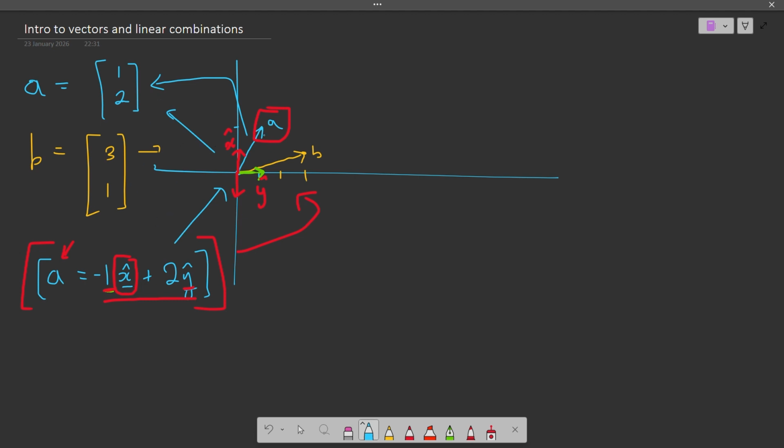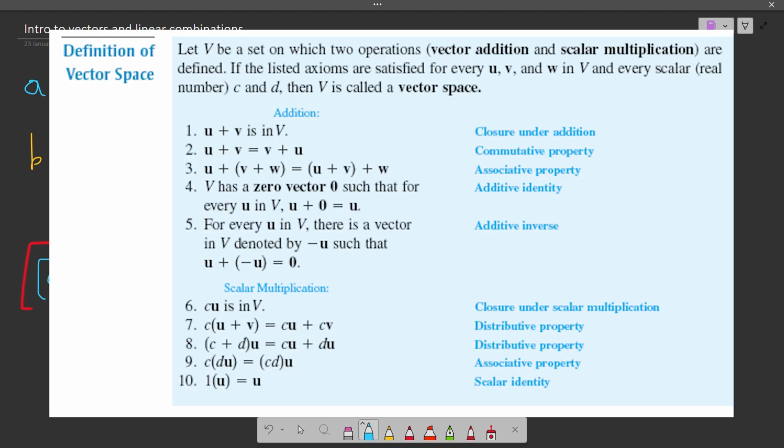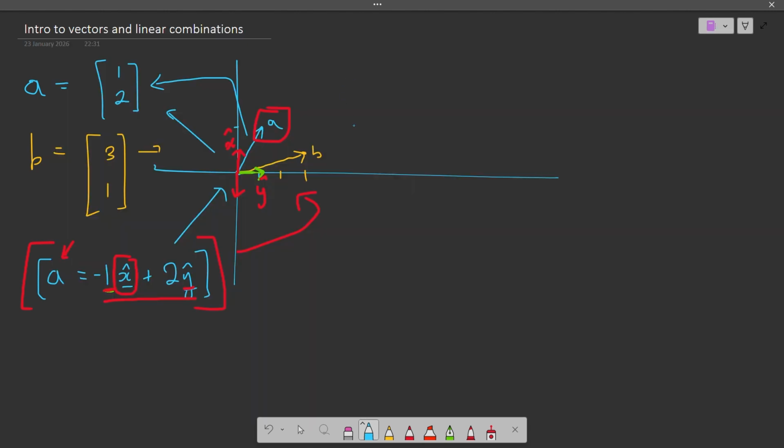So in the most abstract way, a vector is just a concept in mathematics that follows some axioms. Those axioms are listed over here. We'll go deep into them in some other video, but for now, let's go ahead. So now to understand all this better, first let's erase this.